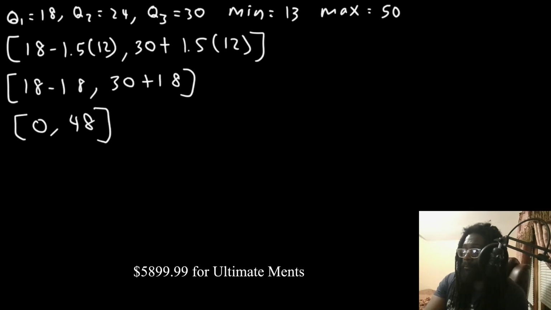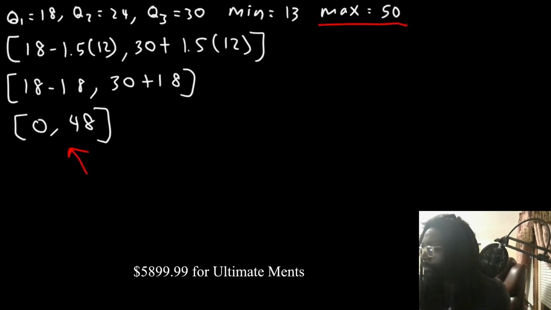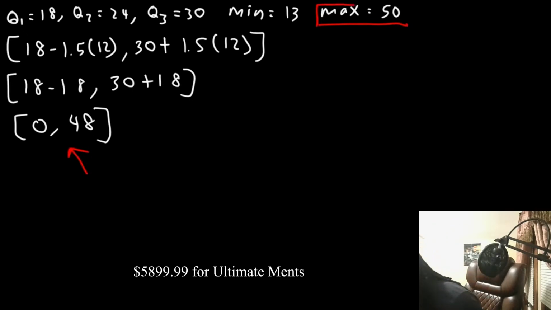So do we have any outliers? Are there any numbers outside of this range? And it turns out that there is. The maximum, 50, is not between 0 and 48. So this is an outlier.